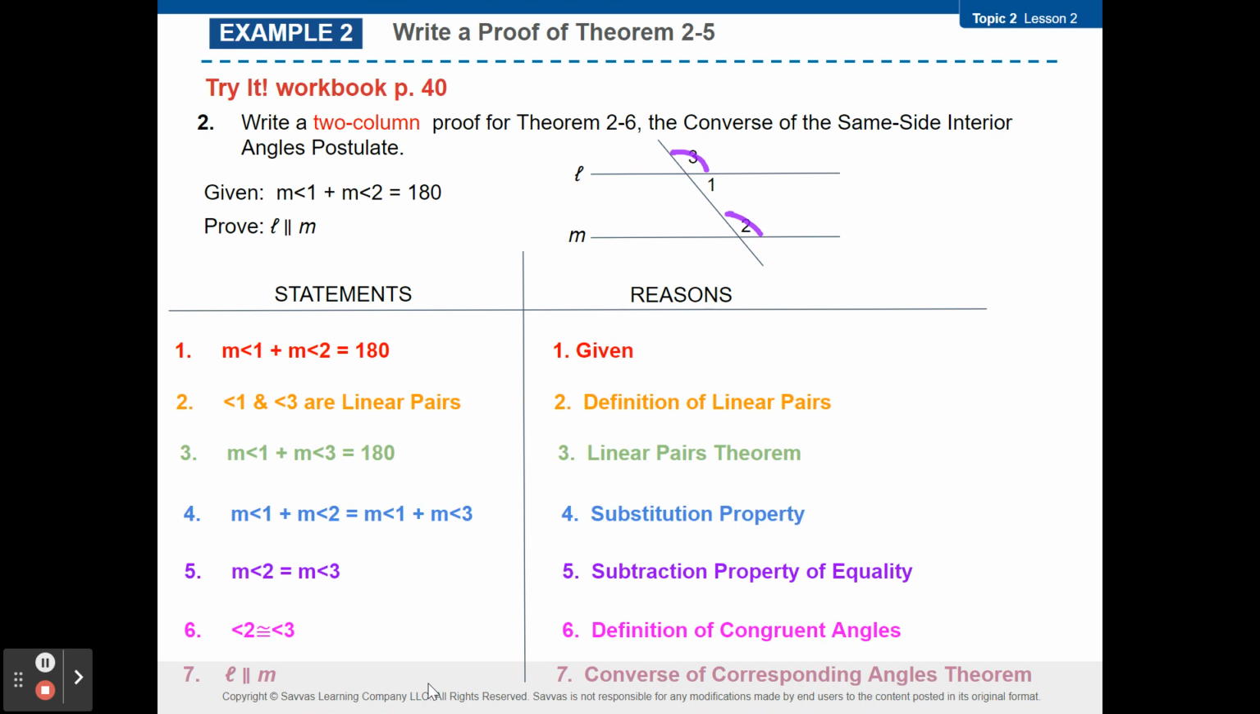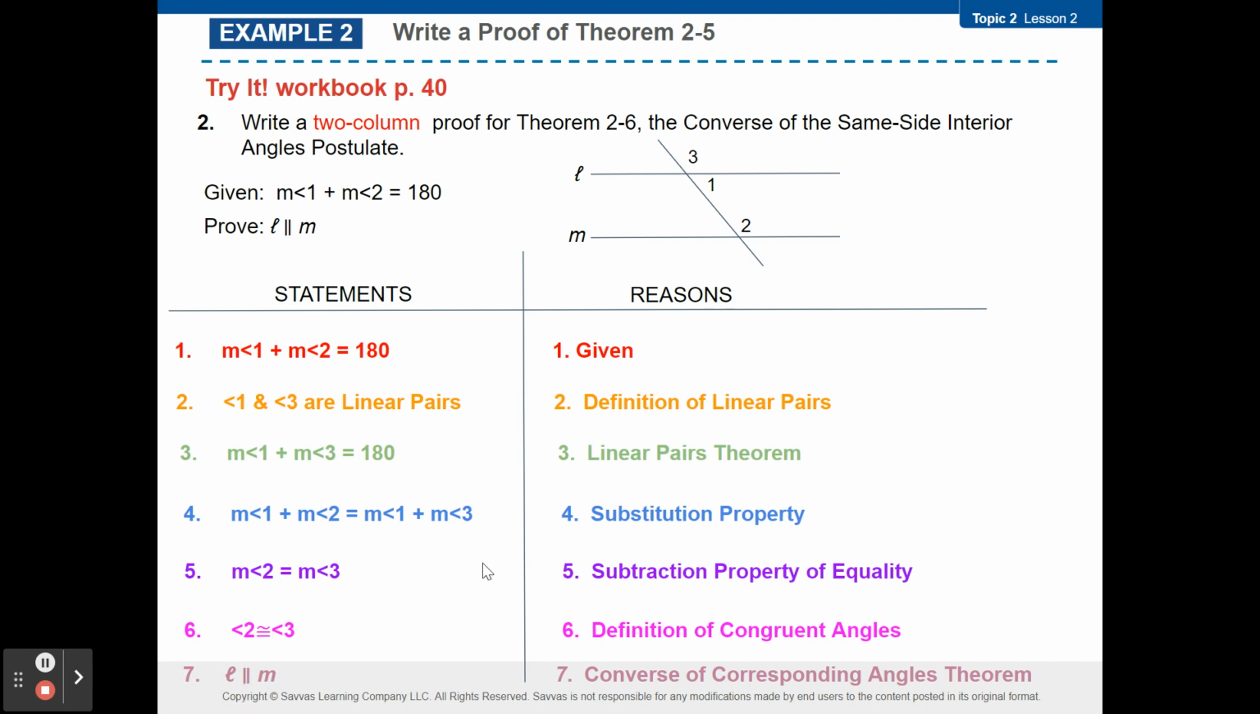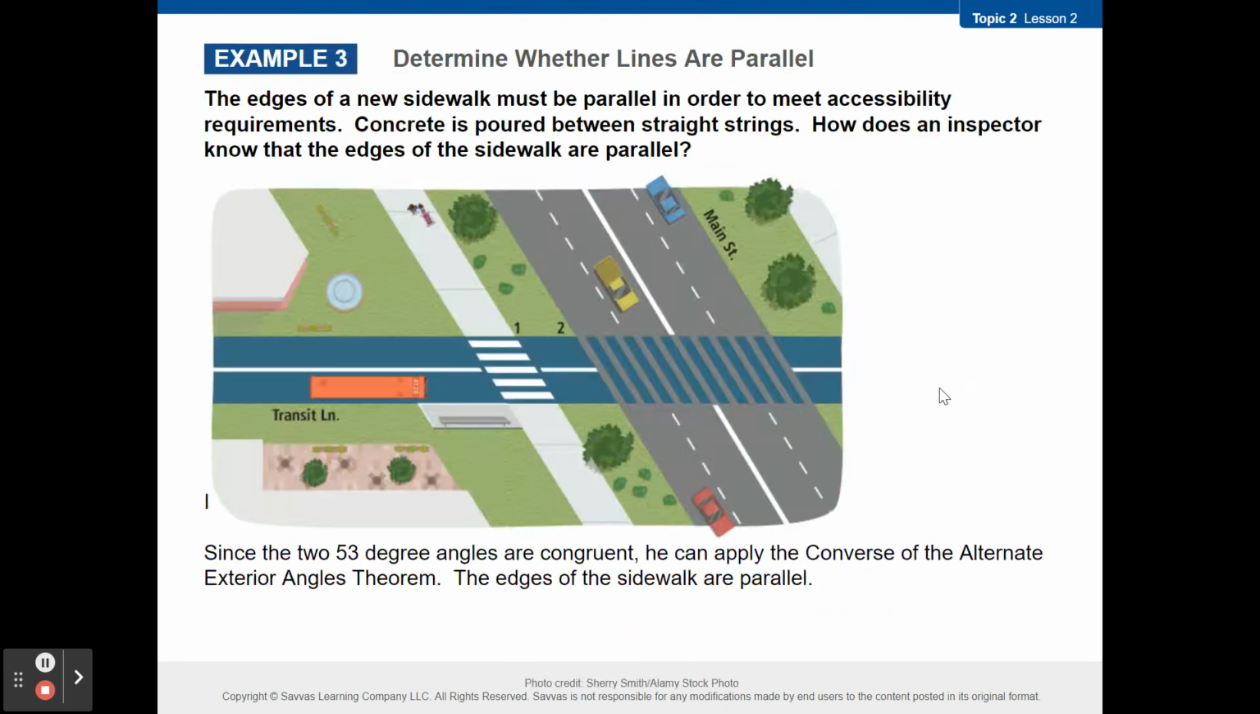Question on this? Anything? All right. We're going to move on. Anybody still writing? 3, 2, 1. All right.